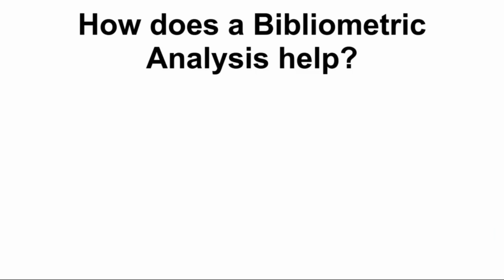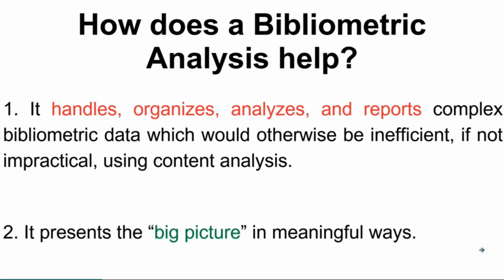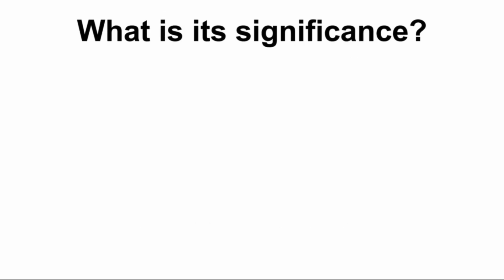But how does a bibliometric analysis help? It handles, organizes, analyzes, and reports complex bibliometric data, which, as I told earlier, would be inefficient in raw form. Secondly, it presents a big picture in meaningful ways through the maps it provides.